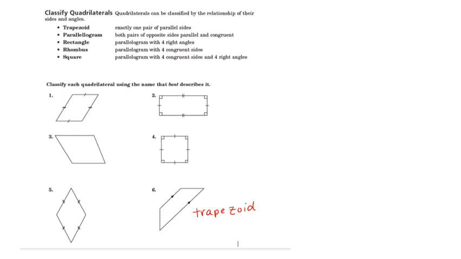Then you have a parallelogram, and with a parallelogram, you have two sets of parallel sides. So this is a parallelogram. Number 2 is a parallelogram. Oh my gosh, that's not how you spell parallelogram. Number 4 has two sets of parallel sides, parallelogram. And number 5 is a parallelogram, because this is parallel to this, and this one's parallel to this one.